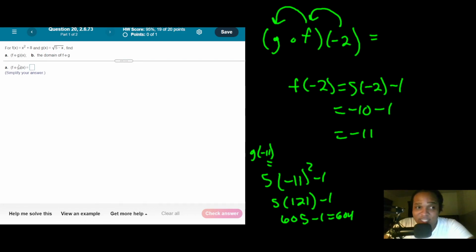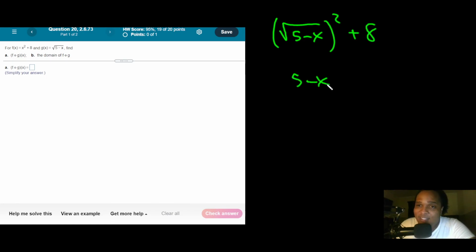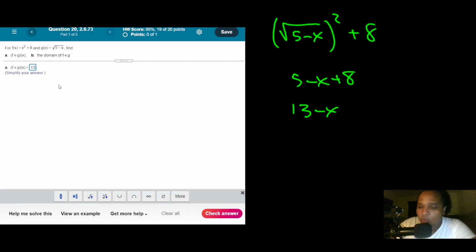F of G, we're going to plug the G, go from right to left. We'll plug the G into the F. So here's your G, 5 minus x. We're going to plug it into the F. That's going to be the square root of 5 minus x squared. Doesn't it just come out of the radical? So we're going to write this one down. We can't do everything in our heads. So I'm saying this is the square root of 5 minus x, the whole thing is being squared, and then plus 8. Those two will cancel out. You're just left with 5 minus x plus 8. You get 13 minus x, or negative x plus 13. So 13 minus x.